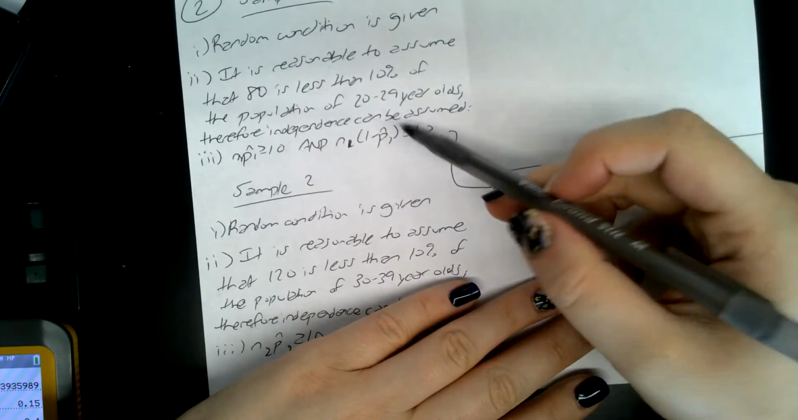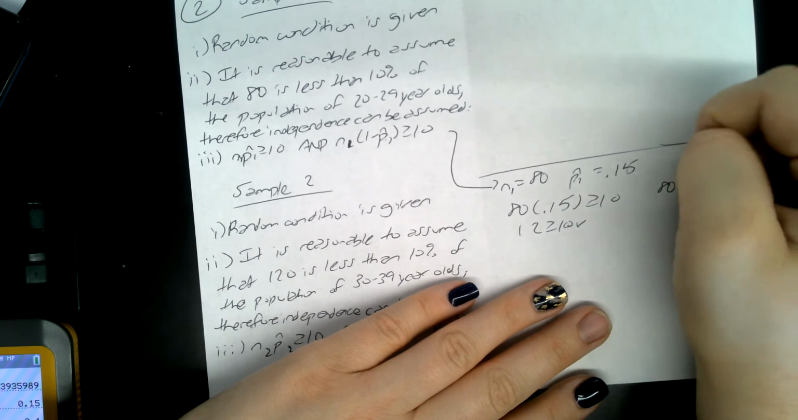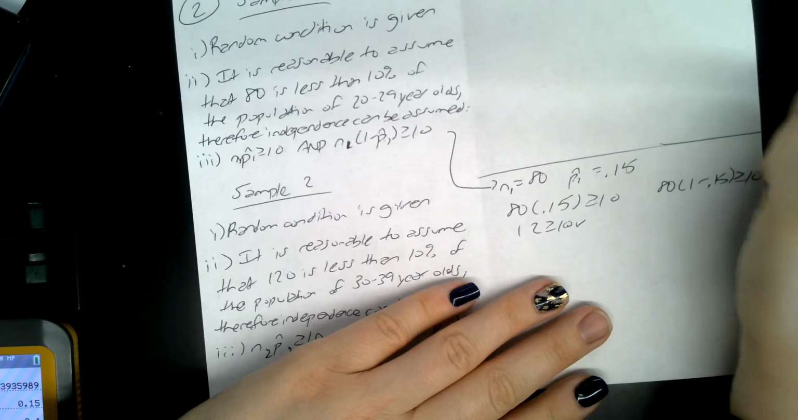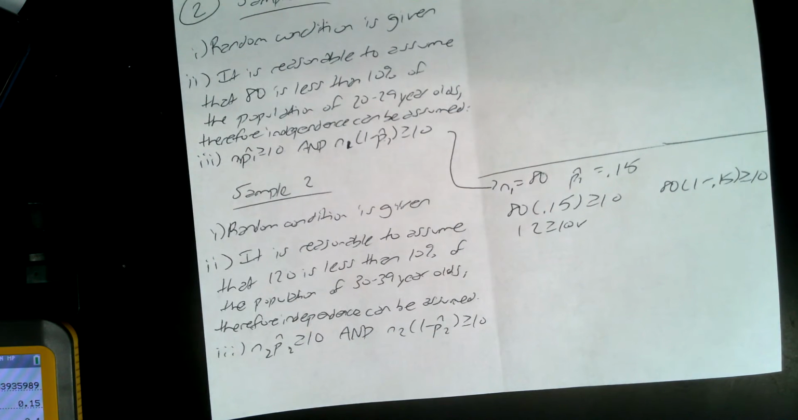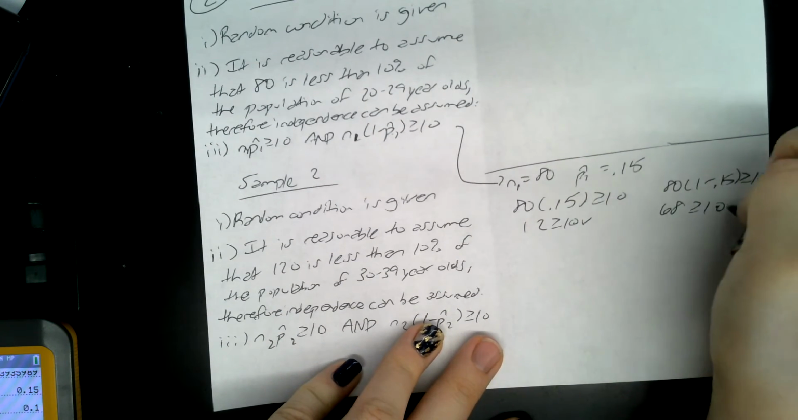And then we're going to check that n1 times 1 minus p1 hat, so 80 times 1 minus 0.15, has to also be greater than or equal to 10. Plug that in your calculator, check it out, see if it checks out. 68 is also greater than or equal to 10.